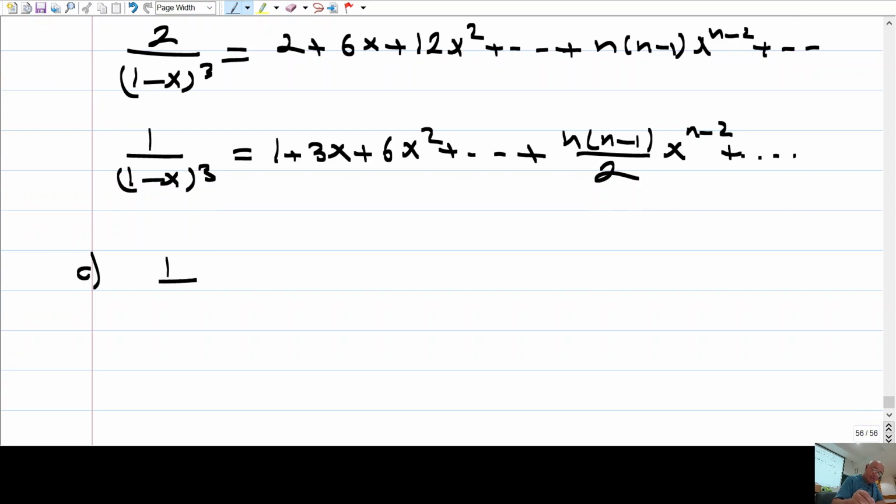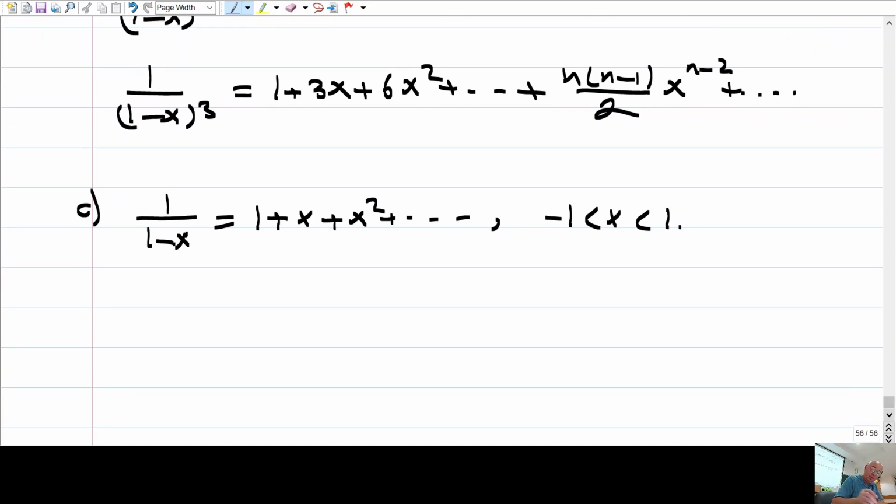The trick is this. Since 1 over 1 minus x is this, and this is true for all x between 1 and minus 1. Okay, the trick is this: just replace x by minus x, right? If x is between 1 and minus 1, minus x is also between 1 and minus 1. So in this expression, I replace x by minus x.